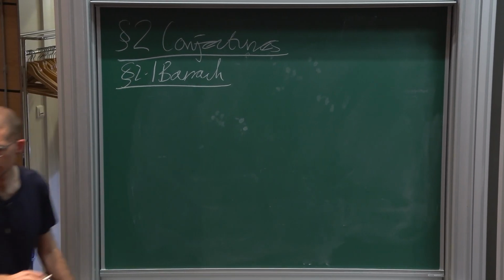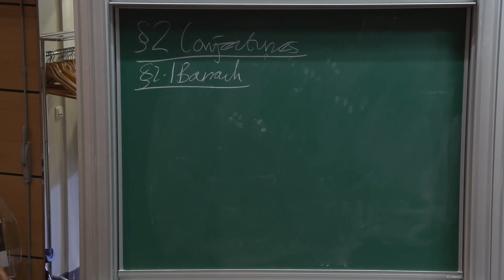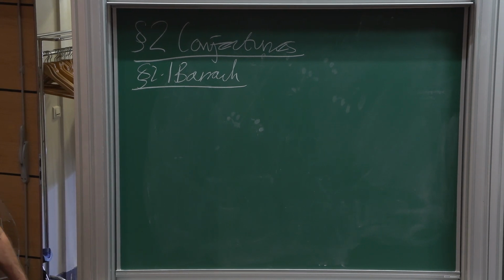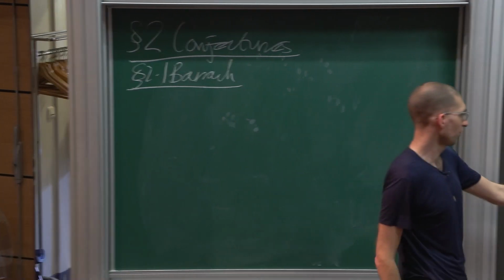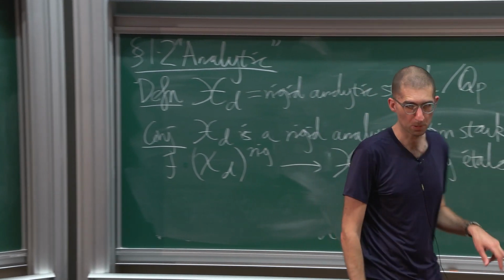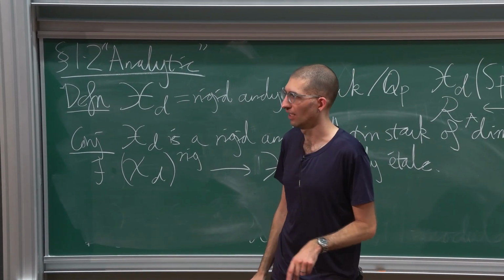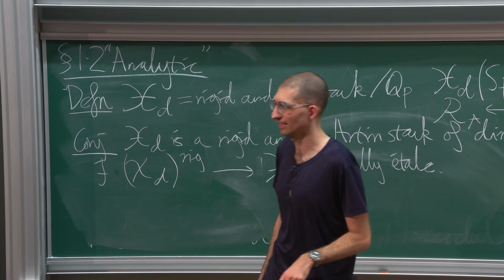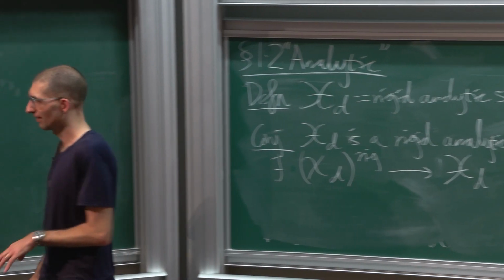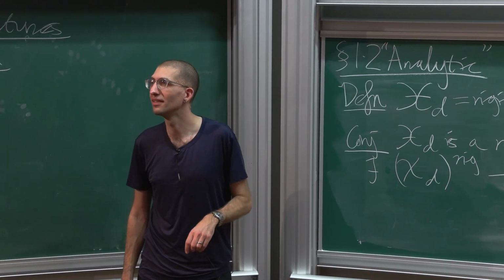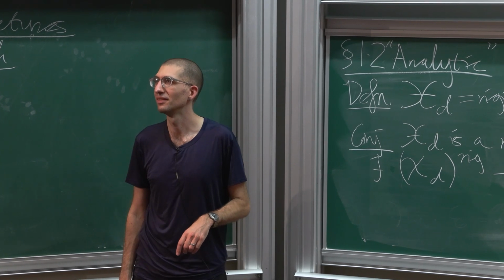So the X_d rig is known to be normal? Is this known to be normal? I certainly expect it. I don't. I mean, right.